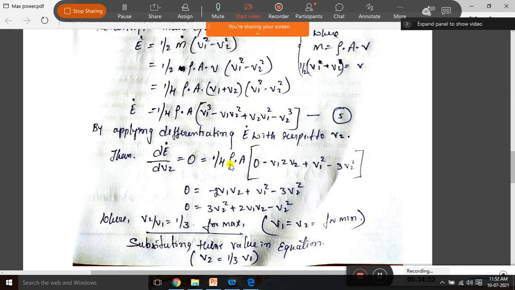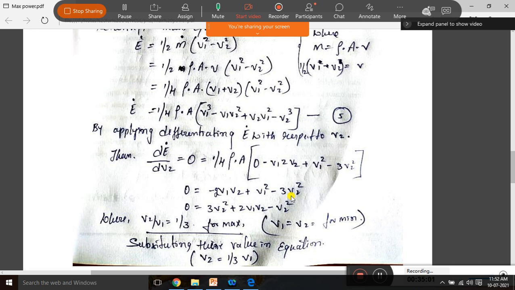So if you send these terms to this side, it becomes 0 as it is, and now simplify this. So 0 is equal to minus 2 V1 V2 plus V1 square minus 3 V2 square. And finally rearrange, take the minus common and send to this side, it becomes 0 equals 3 V2 square plus 2 V1 V2 minus V1 square.